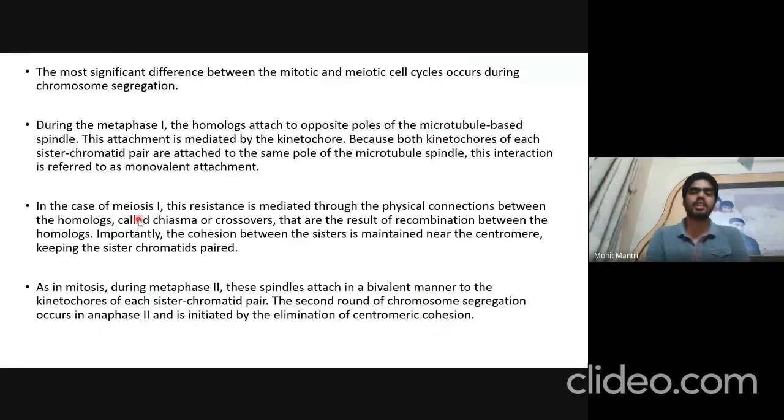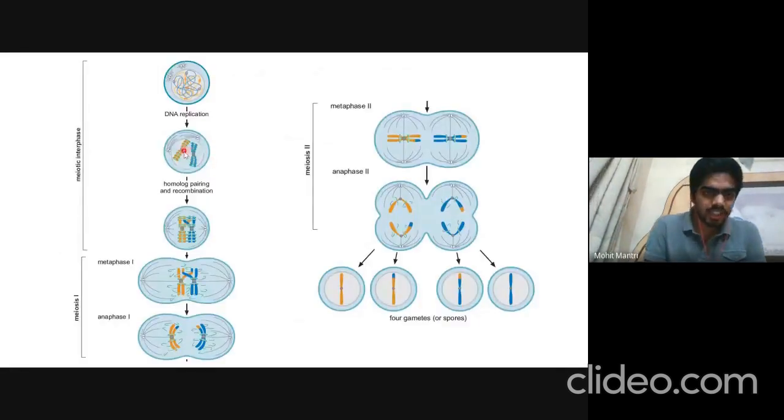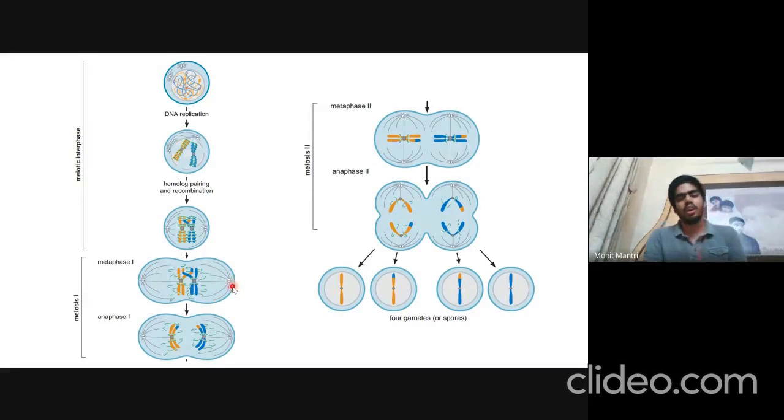The other type of cell division is meiotic cell division. The most significant difference between mitotic and meiotic cell division occurs during chromosomal segregation. During metaphase 1 of meiosis 1, the homologous chromosomes attach to opposite poles of the microtubule-based spindle. So these are the homologous chromosomes, and each chromosome is attached to spindle fibers originating from only one pole. This homolog will attach only to spindle fibers originating from this pole, and the other one will attach to the spindle fibers originating from the other pole.